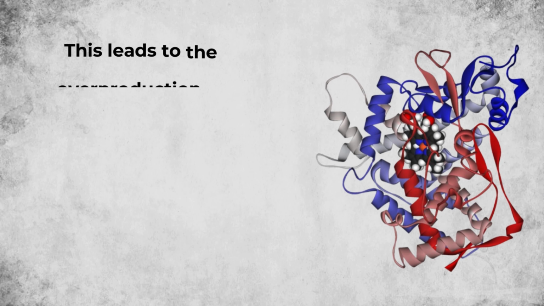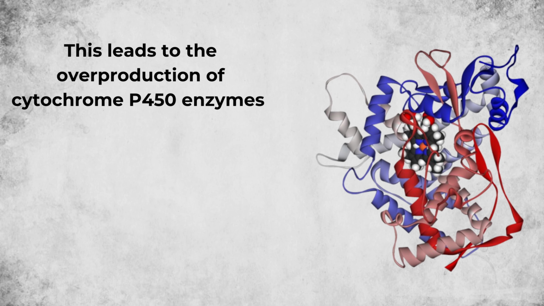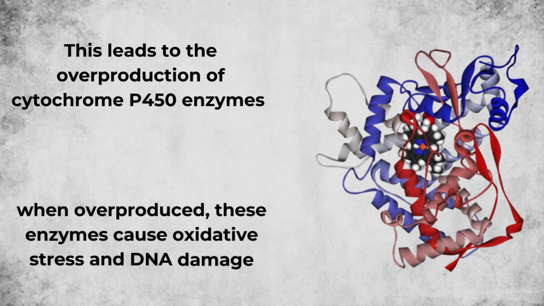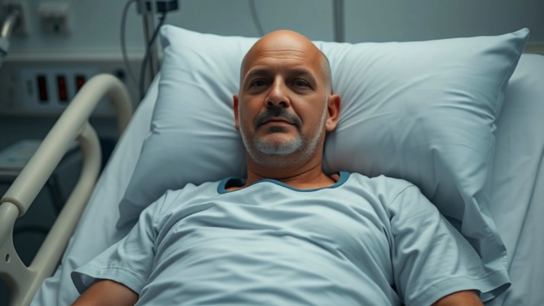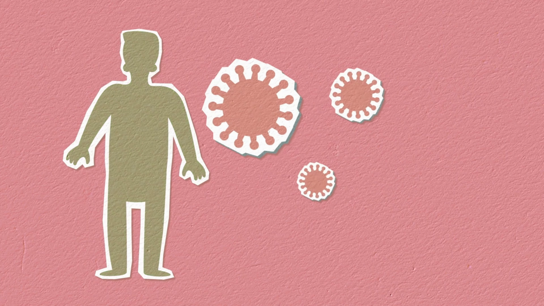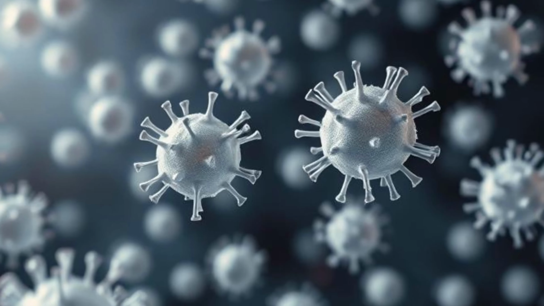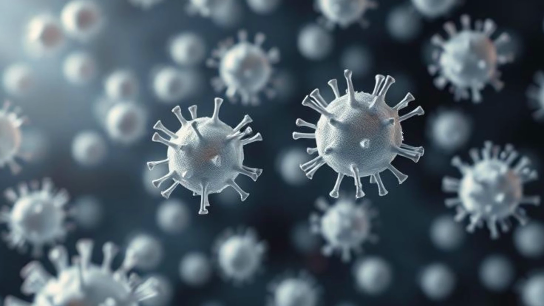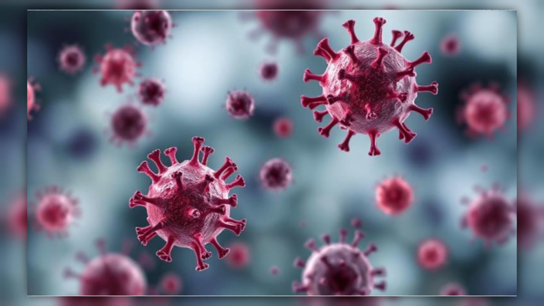This leads to the overproduction of cytochrome P450 enzymes, which normally help break down toxins. However, when overproduced, these enzymes cause oxidative stress and DNA damage, increasing the risk of cancers such as leukemia, lymphoma, and soft tissue sarcoma. Additionally, TCDD suppresses the immune system by reducing white blood cell production, leaving individuals more vulnerable to infections and autoimmune diseases.